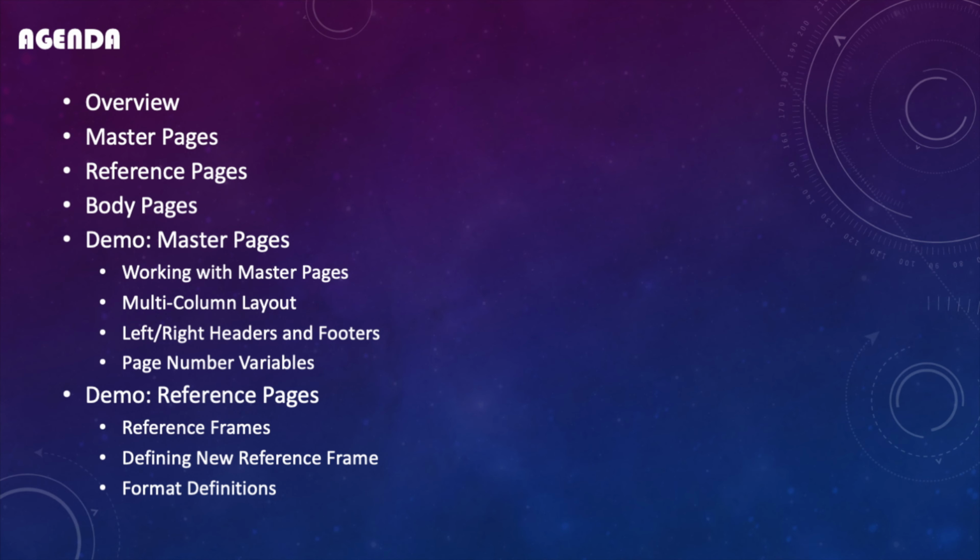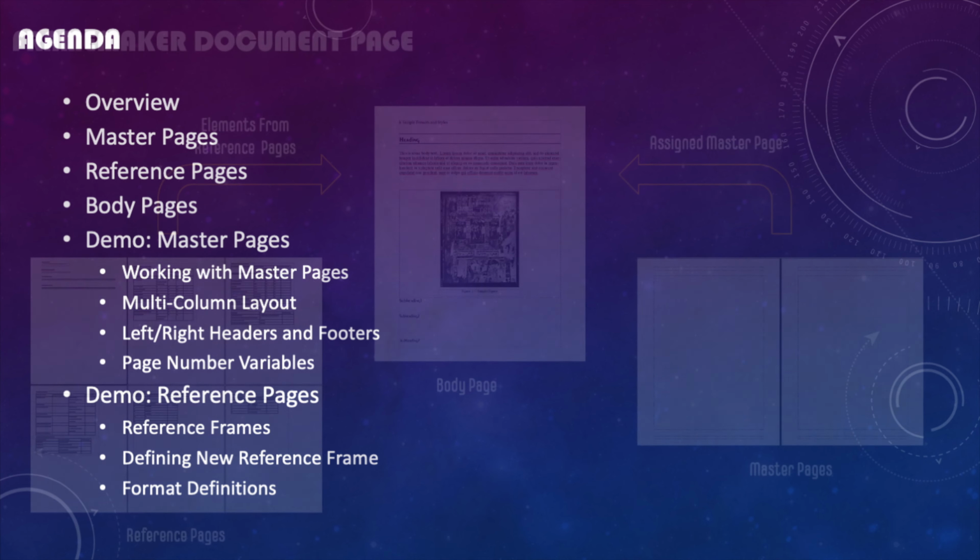In this video, I want to give an overview of master pages, reference pages, and body pages, and then do a deeper dive and demonstration of how to work with master pages, how to create multi-column layouts, discuss left and right headers and footers, and page number variables. Then I'll talk about reference pages and show you how you can create reference frames, which allow you to add specialized art and space above and below a paragraph, and how to define your own reference frames and format definitions and how those play a part in the automatic generation of table of contents and indexes.